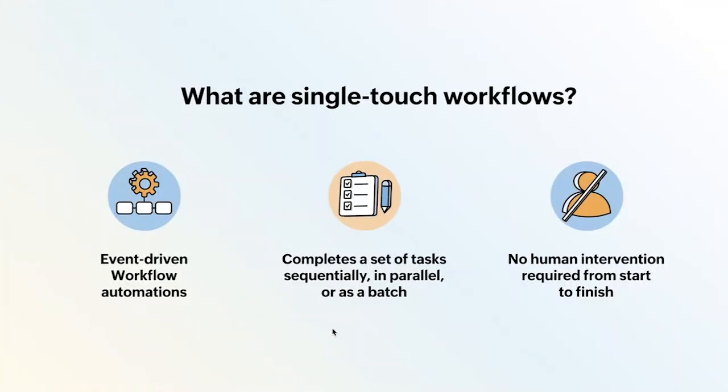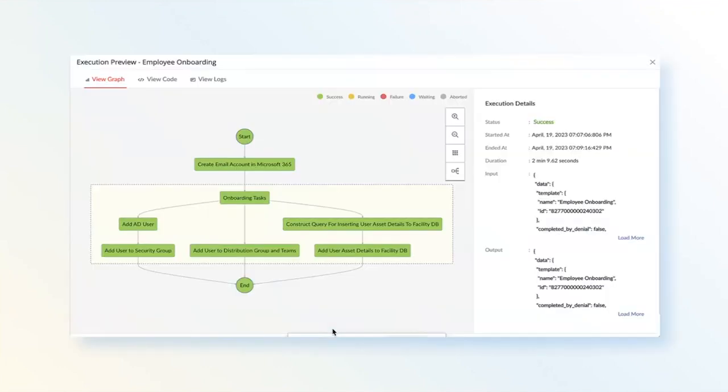So what are single touch workflows? Single touch workflows are basically condition-based events or event-driven workflow automations, which are used to complete a set of tasks either sequentially or parallelly or in a batch. The entire idea behind a single touch workflow is to have minimal human intervention, or no intervention at all, from the start until finish.